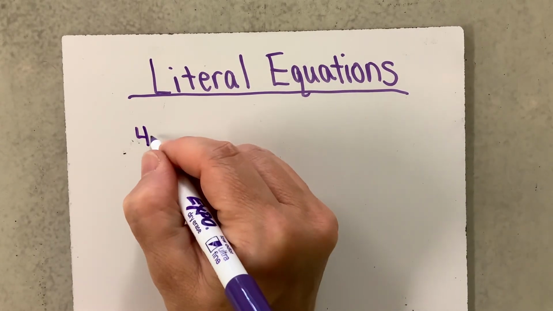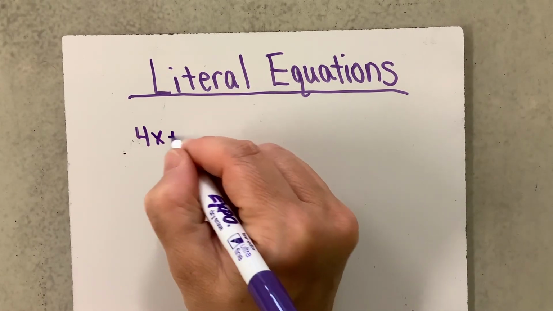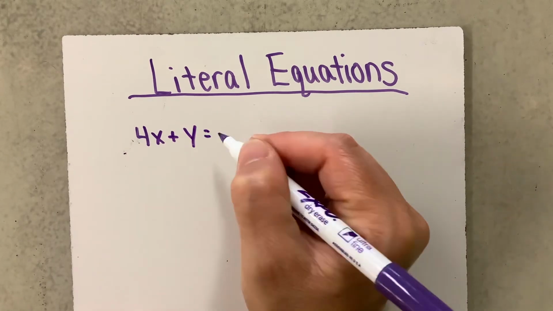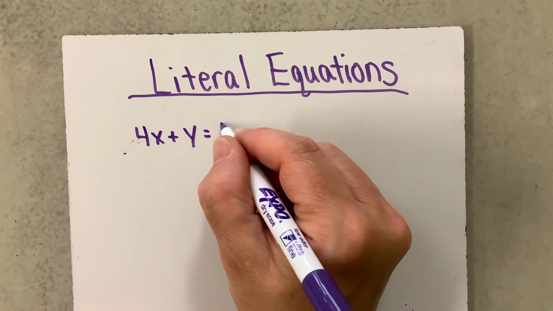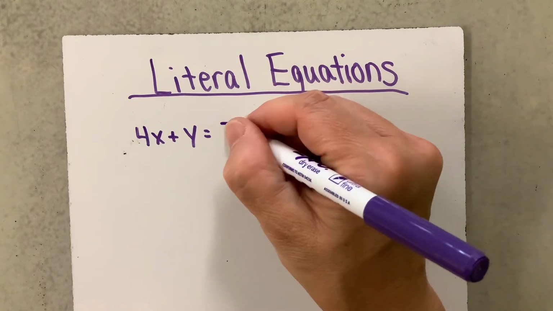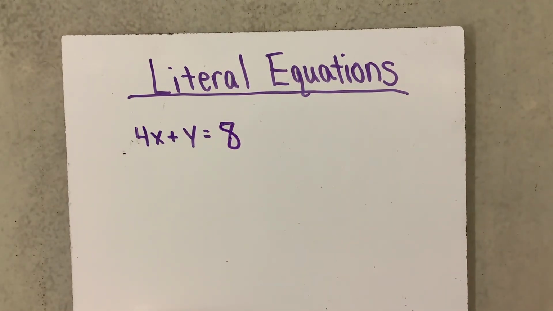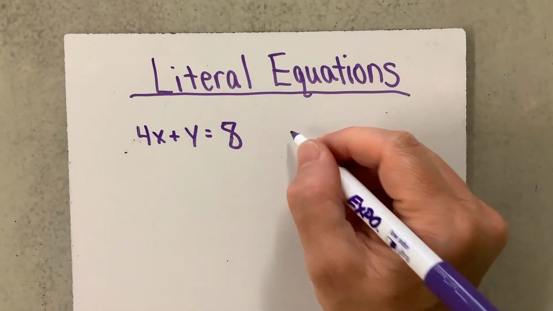4x plus y equals 7. No, that's not going to work. Let's do 8. Make it easier on us, okay? Now, I want to solve for y.